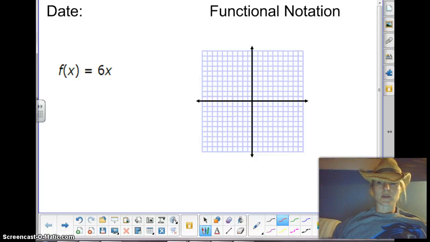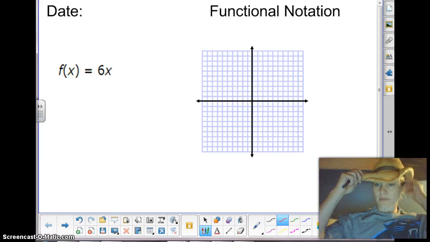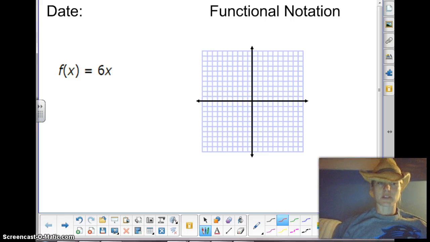Okay, so take a minute and write the date and the title down for our notes here: functional notation.